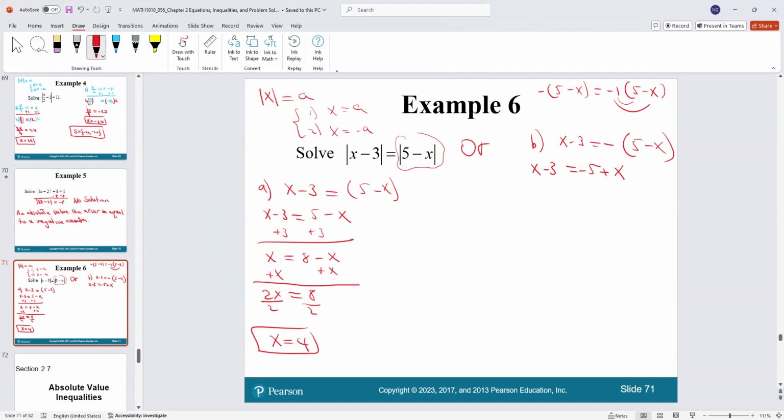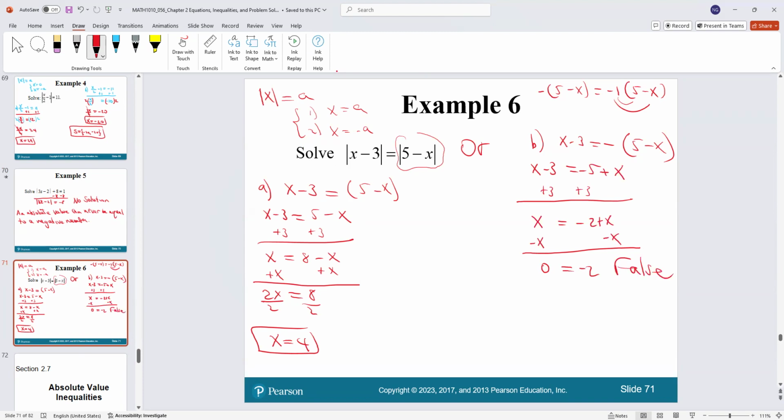Now on the left, if we add 3 to both sides, we have x equal negative 2 plus x. Now let's subtract x from both sides. We have 0 equal negative 2. 0 would never be equal to negative 2. Those are real numbers. We would need either 0 equal to 0 or negative 2 equal negative 2; this is totally false. So we have only one solution.